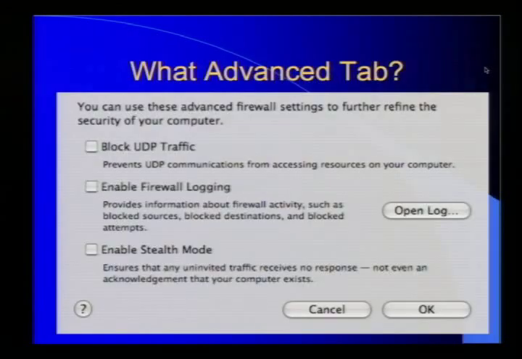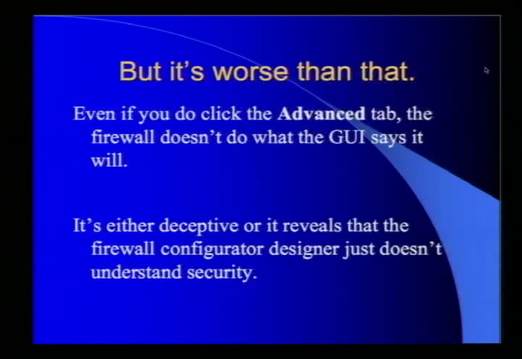So we click our little advanced tab. I've turned all the demos into slides, okay? So we click our little advanced tab, and this is what we got. Oh, you mean I got to turn UDP filtering on manually? Okay, so I can do that. I go and I click on the UDP thing.